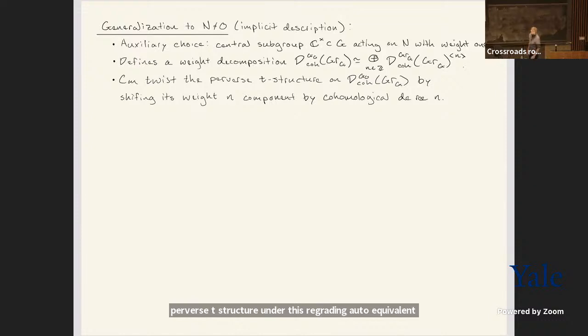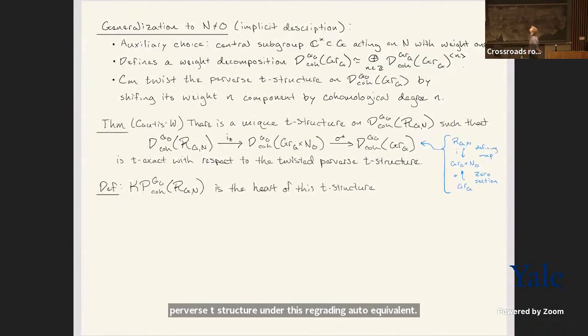And then the implicit characterization of a t-structure which seems to do everything we want is the following. There exists a unique t-structure on the derived category of equivariant coherent sheaves on R_GN, such that the following functor, which has source what we just said and target the derived category of G_O equivariant coherent sheaves on Gr_G, is t-exact with respect to this twisted perverse t-structure.